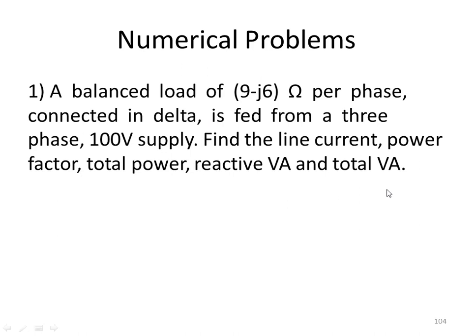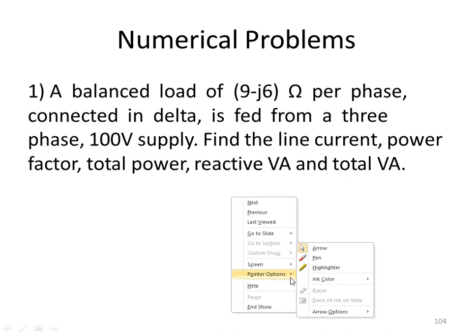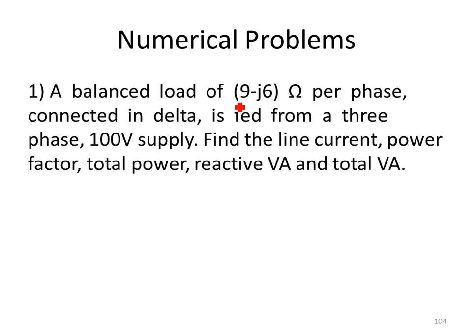Okay, now coming to the impedance triangle. Let me draw the impedance triangle first per phase. This impedance is 9 minus J6 ohm. So 9 ohm is on the real axis. That means the resistor R is on the real axis. And next one is XC, which is 6 ohm. This forms the impedance triangle per phase. This angle is phi. So this is Z per phase.